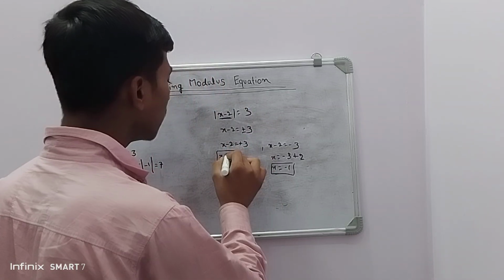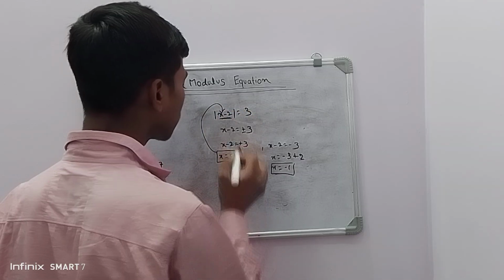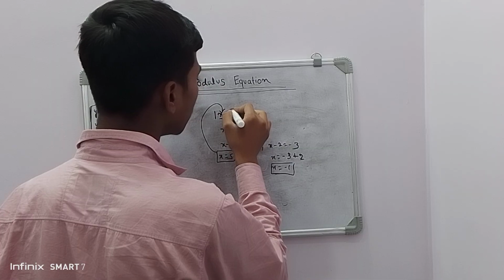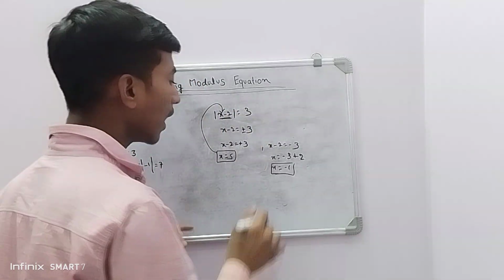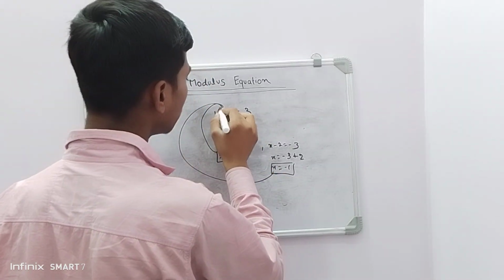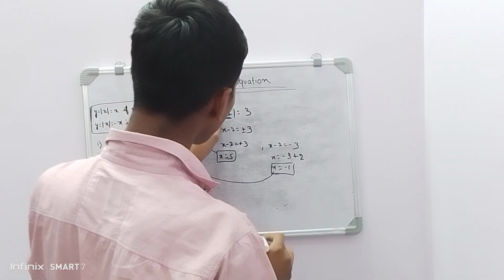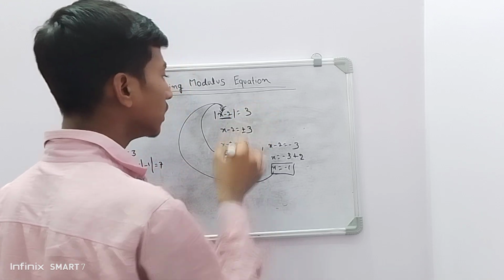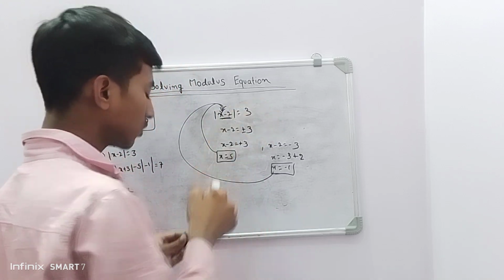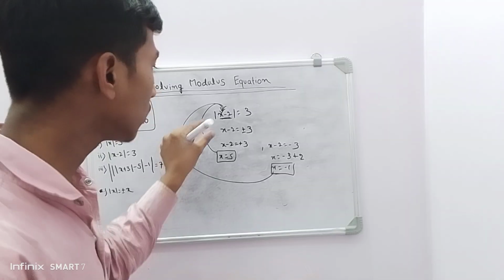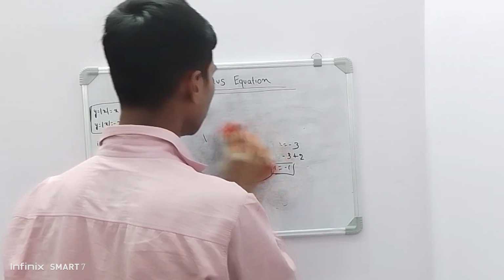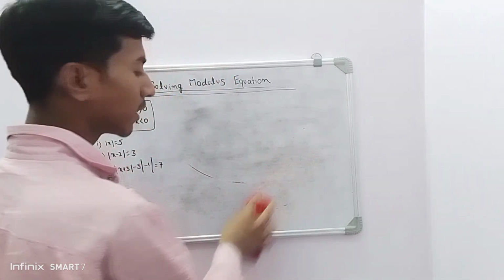Just try putting the values. If you put x is equal to 5, then 5 minus 2 will be 3, and mod 3 is also equal to 3. And if you put x is equal to minus 1, then minus 1 plus minus 2 becomes minus 3, and mod minus 3 is also equal to 3. So I think you get to know the way of opening the mod. I think you get it.